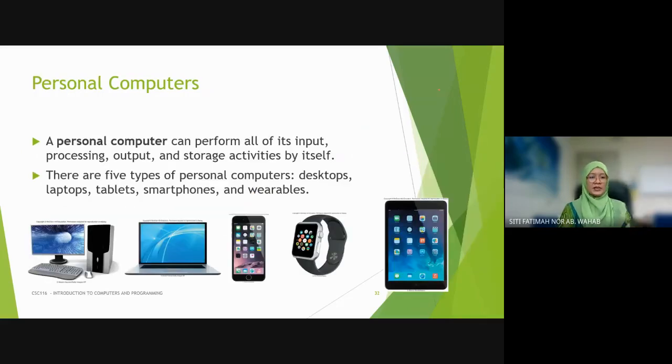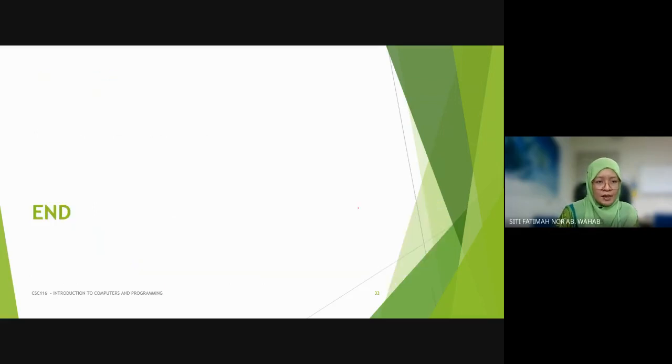And then we have the PC, personal computer. It can perform all of its input, processing, output, and storage activities by itself. There are 5 types of personal computer. We have desktop, laptop, tablet, smartphone, and wearables such as your smartwatch. Okay, that is all for CSC116.